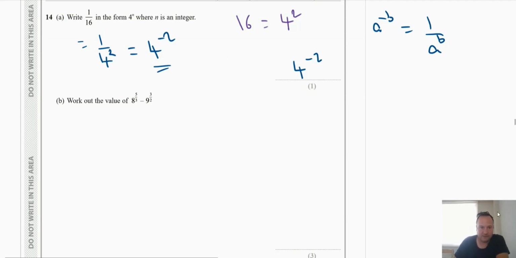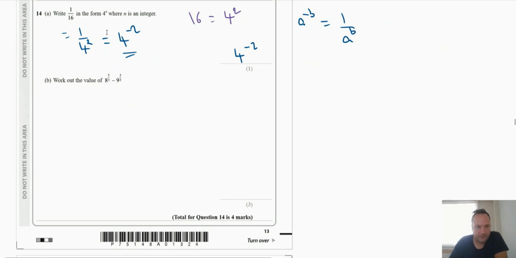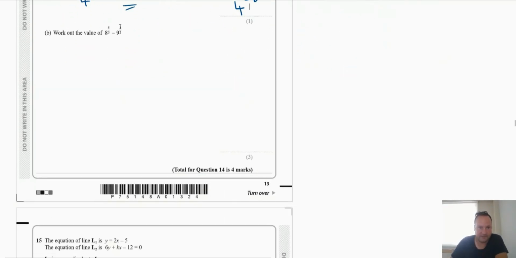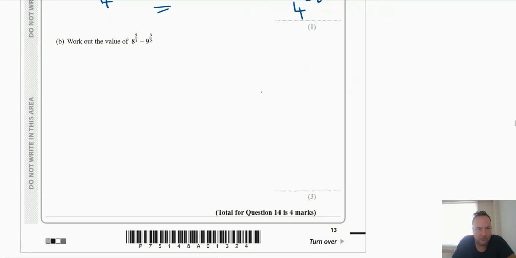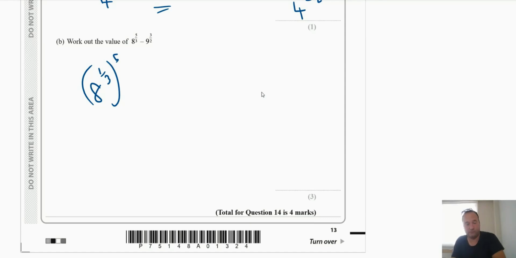Part B, it now says, work out the value of 8 to the power of 5 over 3 minus 9 to the power of 3 over 2. And this is where it gets a little bit complicated. So for this, we can split this up and express it in a slightly different way. We're doing the reverse of using rules of indices. We can rewrite 8 to the 5 over 3 as 8 to the power of 1 over 3, in brackets, to the power of 5. 5 times a third is 5 over 3, but it does split this operation up. And we can do the same for 9. So we've got 9 to the power of a half, cubed.